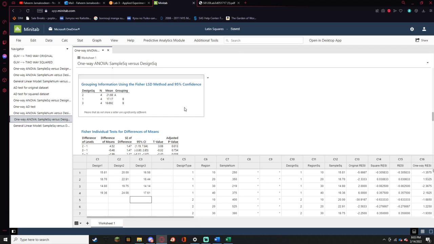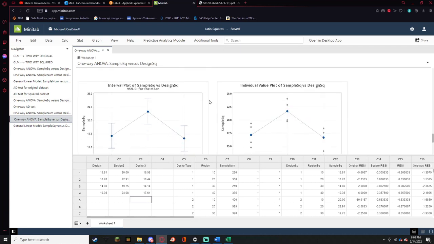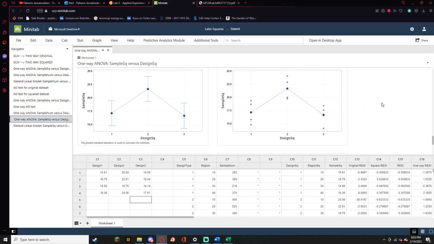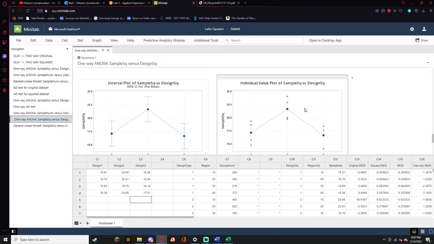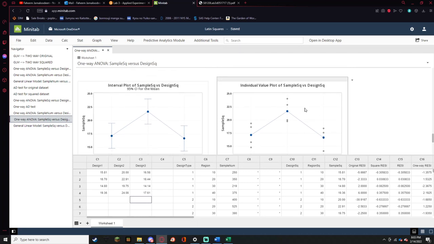This is the grouping information using the Fisher LSD method and our interval plots. It's a very simple method, and we have all of the information that we need to confirm that not only are there differences in our designs that we were not accounting for when taking region into account with our original general linear model, but once we isolate that and perform a one-way ANOVA, we have confirmation that design 2 is our best design, and we can hopefully employ that in future research.